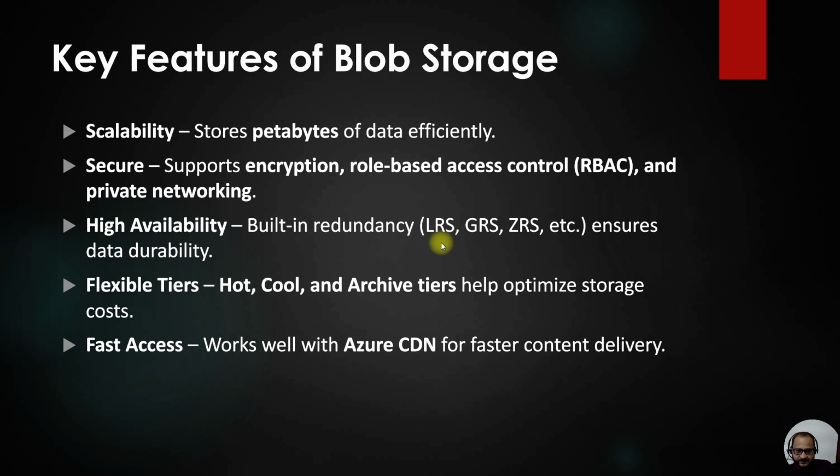Then we have flexible tiers. Based on your data, how frequently you want to access it and for how long you want to store it, you have flexible tier options like hot, cool, and archive tiers. Based on your requirement, you can select these flexible tiers. Then fast access: it works well with Azure CDN. If you are using Azure Content Delivery Network, you can use blob storage in that also. I'm not going into more detail on Azure CDN. Maybe in upcoming videos I will explain more about it, but it is a kind of edge network.